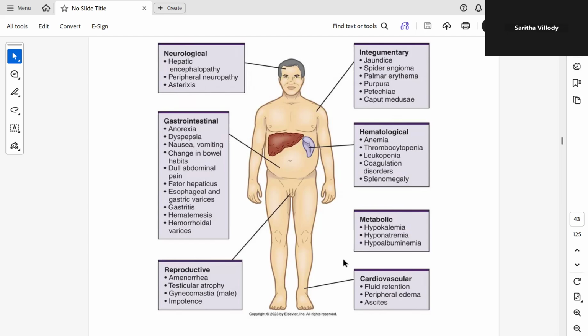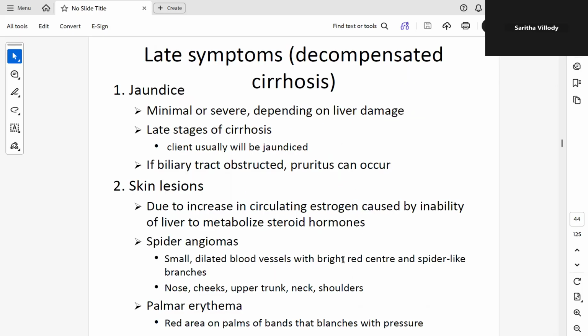When you learn it from head to toe, you don't miss a system, but we're going to learn in detail about this. So late symptoms: we can divide cirrhosis into compensated and decompensated cirrhosis. In compensated, the body, or liver itself, tries to compensate and you don't see many symptoms, but in decompensated cirrhosis, that is the end stage and there are irreversible changes happening. So first and foremost is jaundice. It could be minimal or severe depending on the extent of the liver damage.